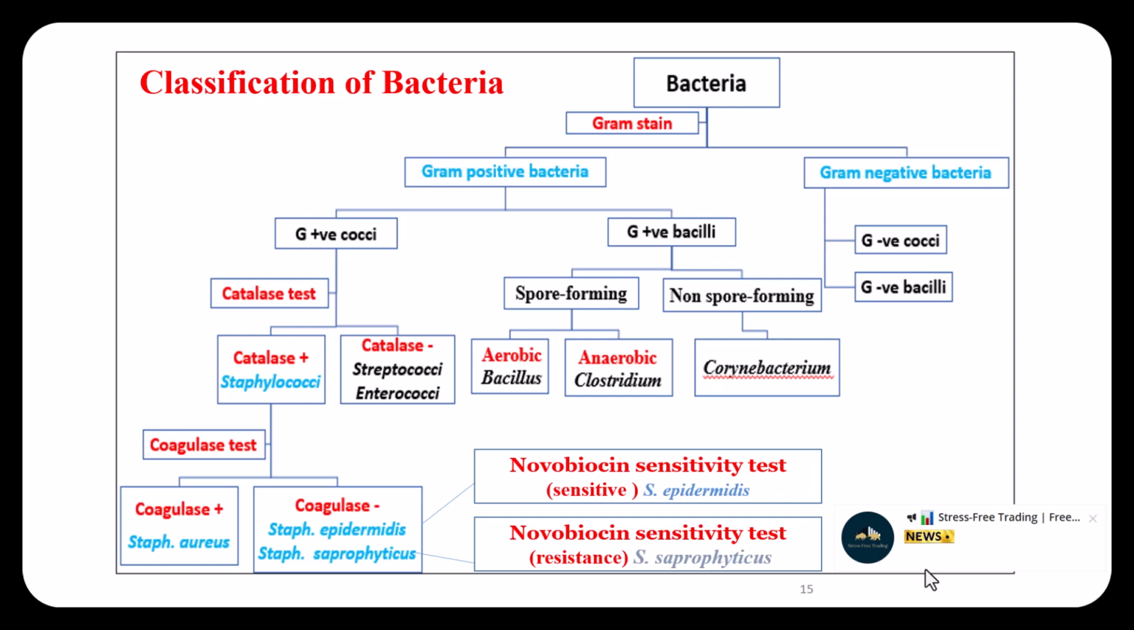Then, if the result of the coagulase is negative, it means there is no clot formation. We can differentiate between epidermidis and saprophyticus by doing the novobiocin sensitivity test, as epidermidis is sensitive to the novobiocin, while saprophyticus is resistant to the novobiocin.